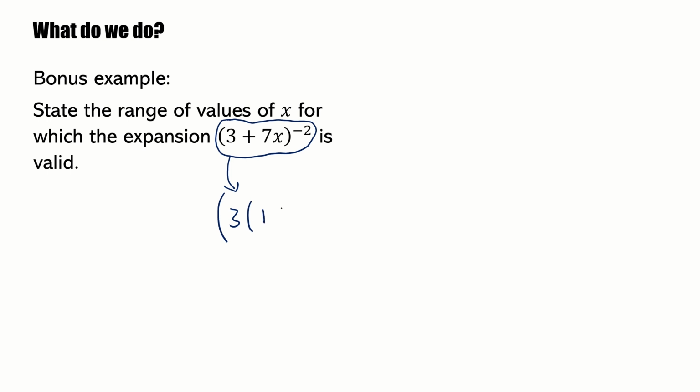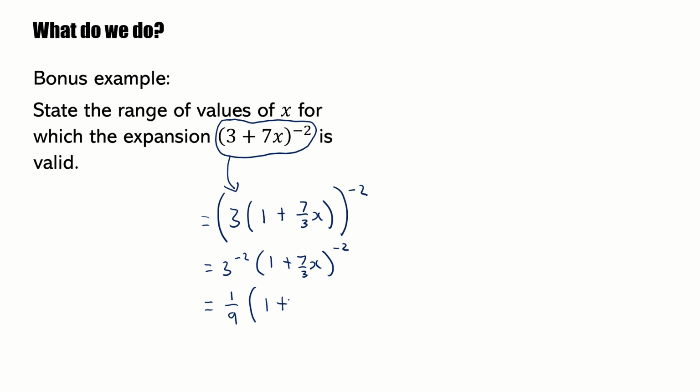That'll leave us with a 1 plus 7 over 3 lots of x. But then, that's just us factorising the 3 out of that algebra. We haven't dealt with the power at all. So then, of course, you have to apply the power to the 3 and to those brackets, like this. And then therefore, of course, 3 to the power minus 2 is just 1/9. So all you have to do is find the expansion for 1 plus 7 over 3 lots of x to the power minus 2, and then just multiply the expansion by 1/9 afterwards.